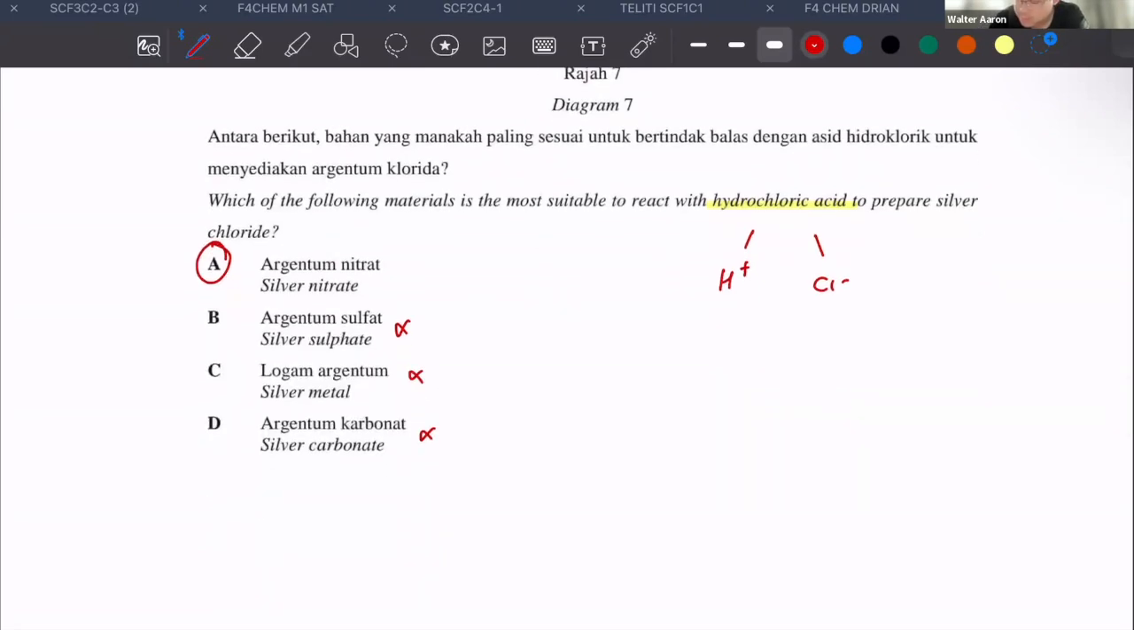So the equation is very simple. The equation is AgNO3 plus HCl. You'll be able to get AgCl plus HNO3, sorry, got confused for a while. So that's the answer. You get nitric acid at the end. Done.